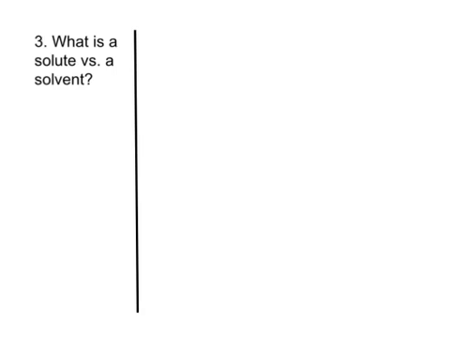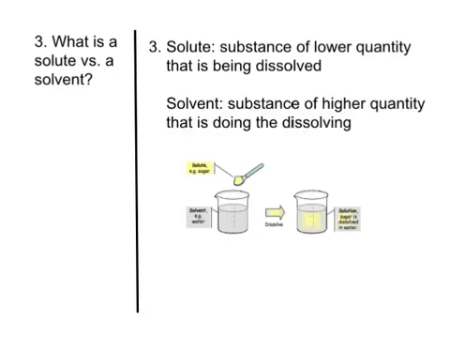The next question has to do with the lab demonstration that we're going to do next class. We're going to be testing different chemicals and seeing if they conduct electricity while in the solid state versus in the liquid state. And so what we need to do is we need to know the difference between a solute and a solvent. The solute is the substance of lower quantity that's being dissolved. Okay, and the solvent is the substance of higher quantity that's doing the dissolving.